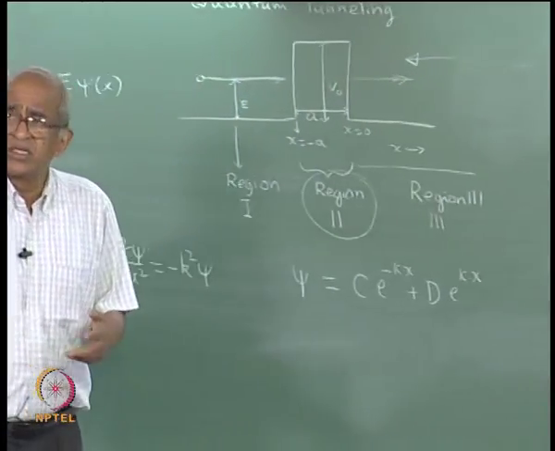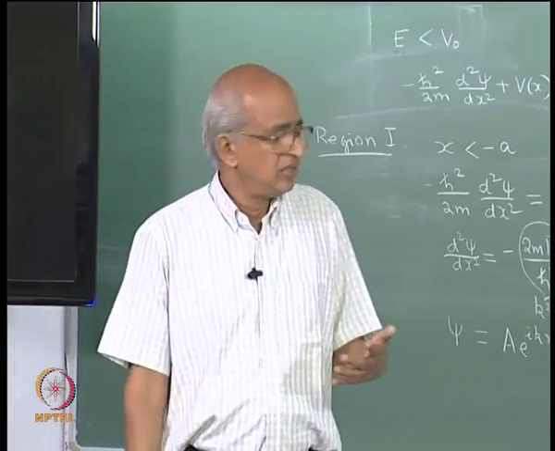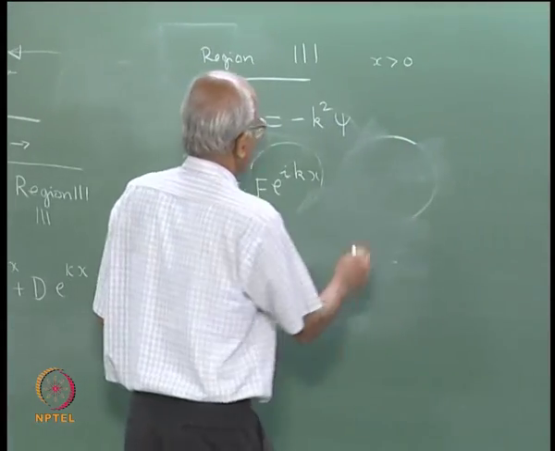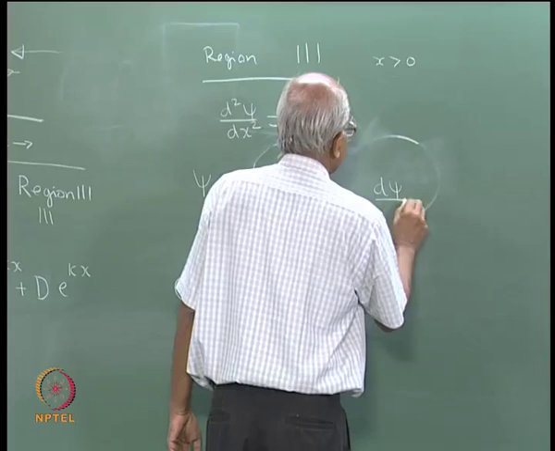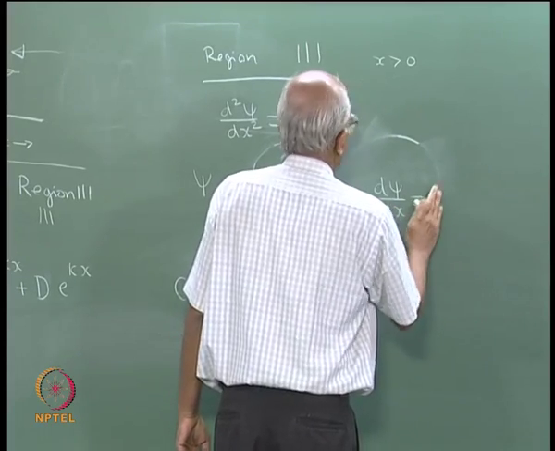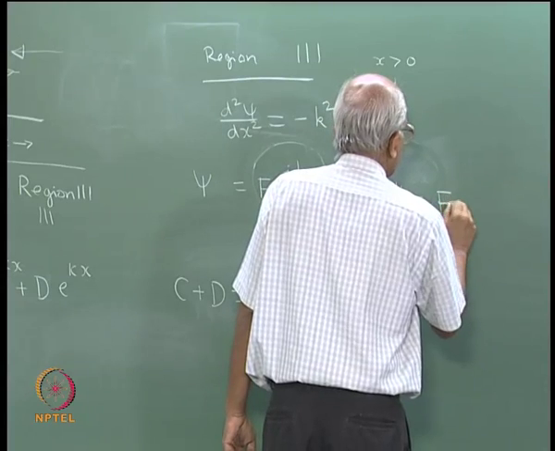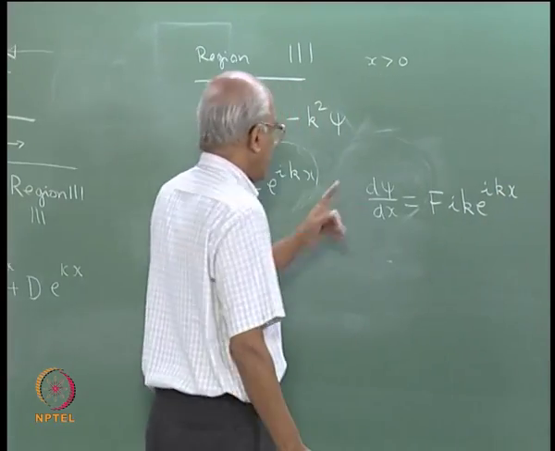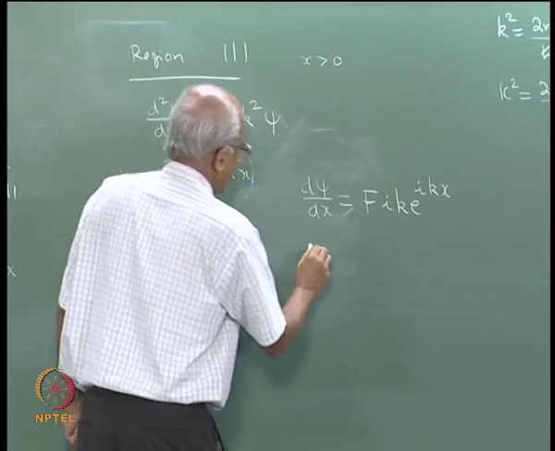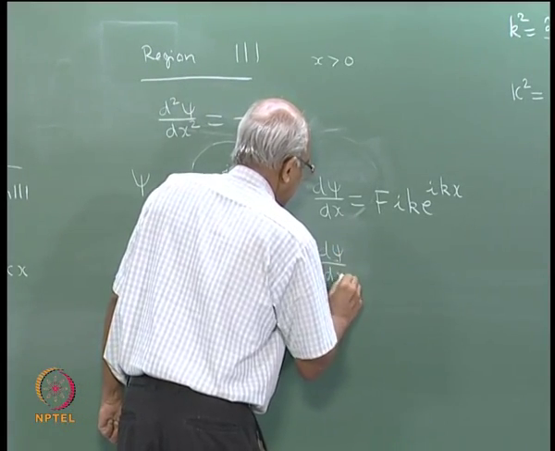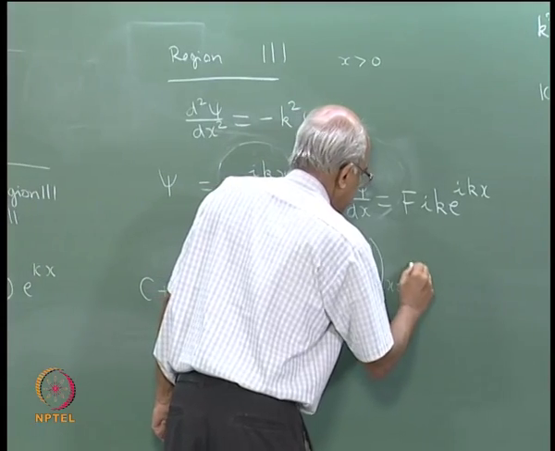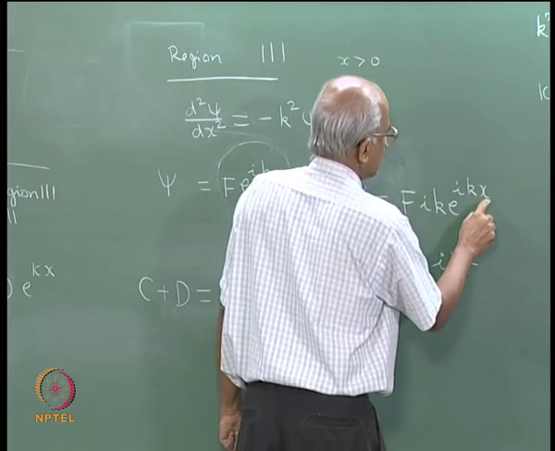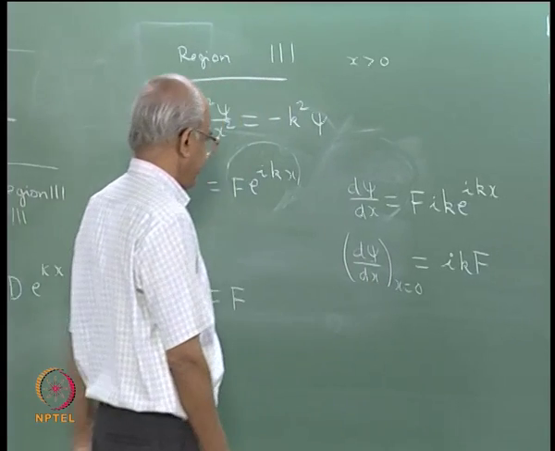Not only the wave function, its derivative also should be a continuous function. So I take the derivative of this function. What is the derivative? It is d psi by dx, which is equal to f into i k into e^(ikx). In particular, I evaluate the derivative at x equal to 0. So d psi by dx evaluated at x equal to 0, what is the answer? The answer I find is i k times f, because if I put x equal to 0 there, the exponential turns out to be unity.